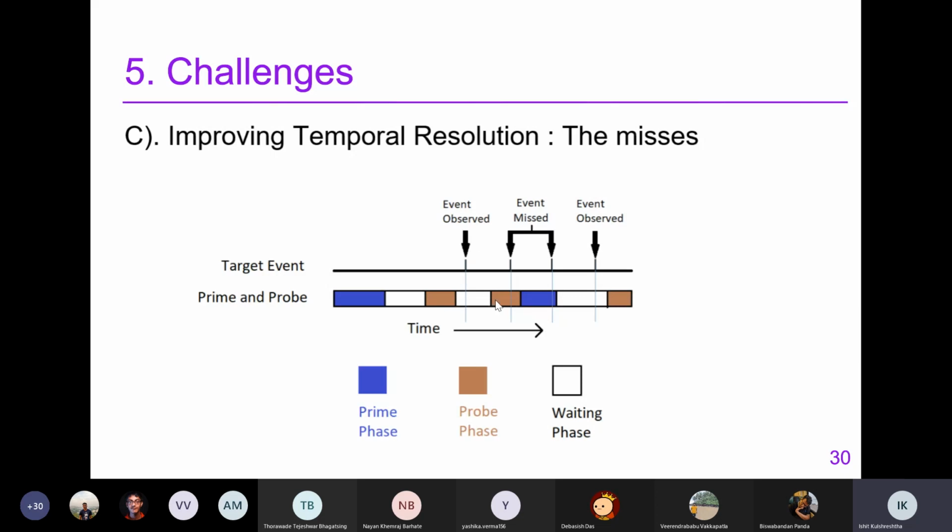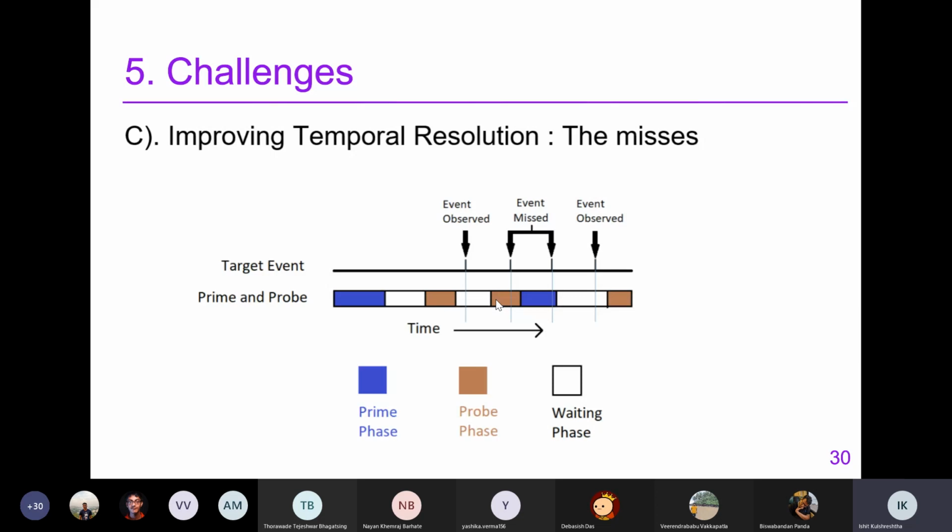And we observe it in the probe phase. Next, the second probe phase. After that, we also have to do a prime phase. So we observe the first event, but the next two events occur when we are in the prime phase and probe phase. So they most probably we would miss because we would be busy with other things. So these two things we missed.